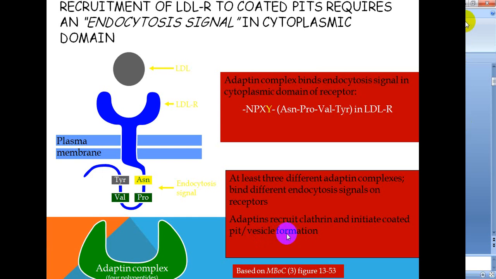So whenever there is a defect in, or a change in the amino acid sequence of this C-terminal end, then this LDL cannot be internalized.